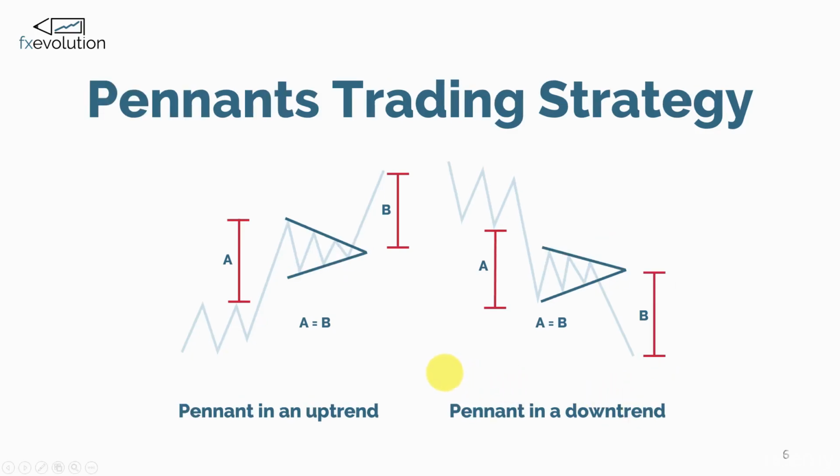So let's take a look at the pennant trading strategy. The same strategy can be used for both. Again, we have A over here, which is the breakout pole section, which equals B. So that means that whatever the distance is of the pole itself will be the distance that we're going to put the take profit. And this works in an upward trend and downward trending strategy.